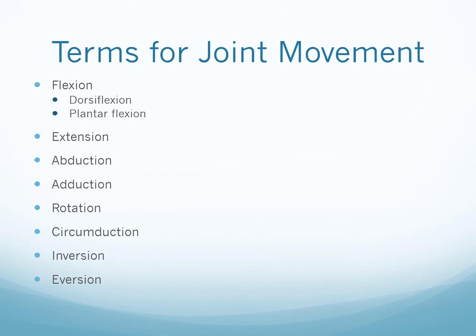Flexion means bending a joint and decreasing the angle between body parts. For example, bending the elbow or bending the knee. So at the ankle, we use more specific terms like dorsiflexion, which means bringing the toes upward toward the shin, and plantar flexion, which means pointing the toes downward, like pressing on a gas pedal. Then we have extension. This is the opposite of flexion. It means straightening a joint and increasing the angle between body parts.